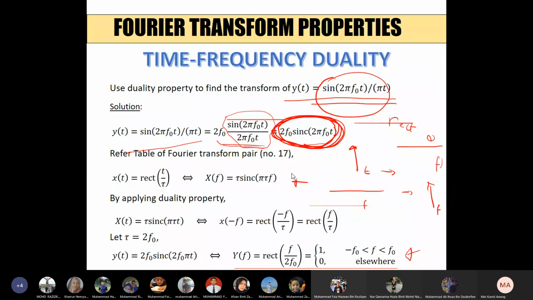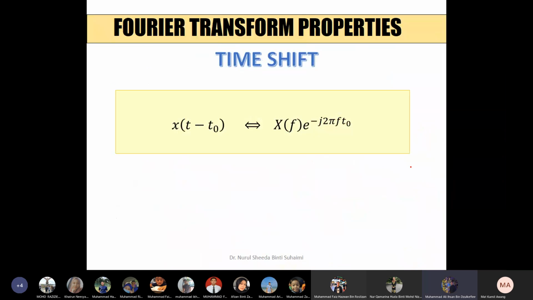That is the duality. Time shift is you have a shift in the time domain by T naught. In the Fourier transform, you have a, what is this? This is a phase, right? Phase shift.